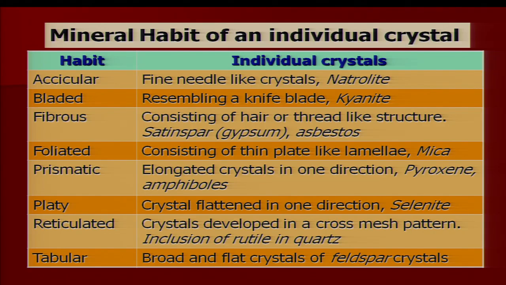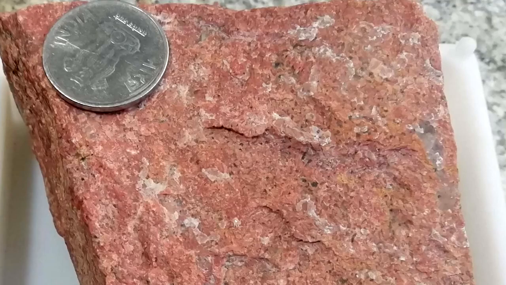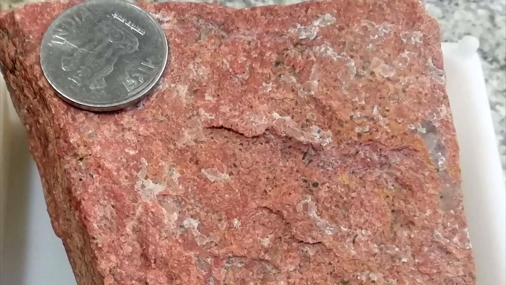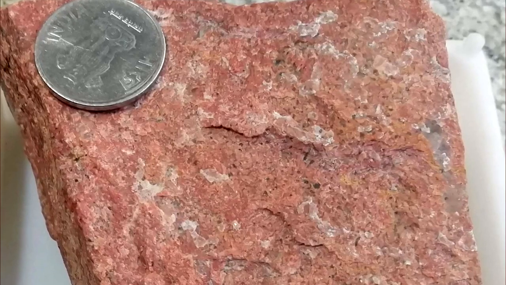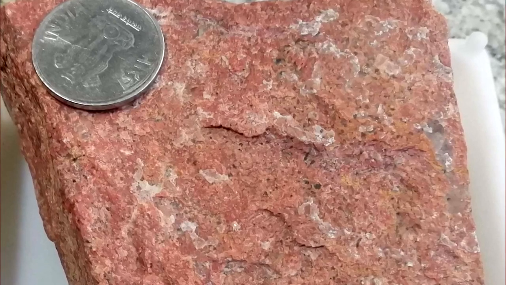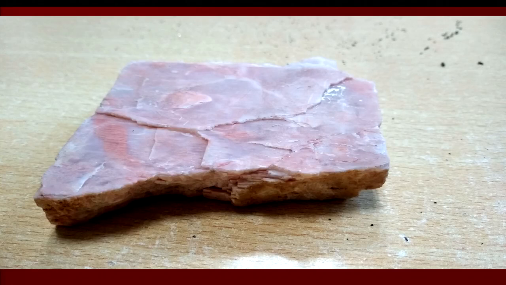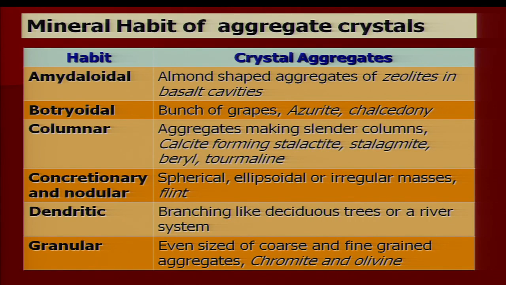Then lastly, we talk about the tabular habit. Tabular habit means broad and flat crystals, like feldspar. Feldspar is the most common mineral which displays tabular habit, that means flat crystals are developed, that means only one direction is very well developed, and the other two dimensions are least developed. In crystallographic terminology, these crystals are developed along only one axis. They are poorly developed or less developed along the A and B axes.